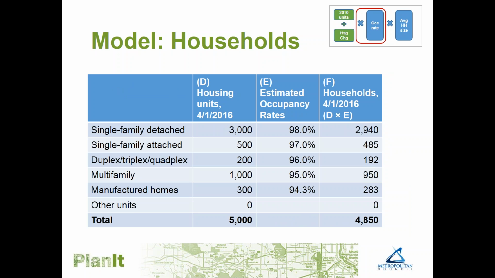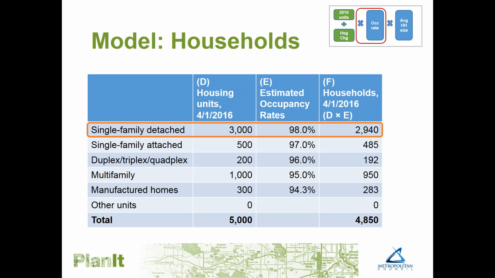Then to calculate the number of households, we apply those estimated occupancy rates to the number of housing units we estimated before, and the result is the number of households. So let's say that the ACS data, adjusted as I just described, provide an estimated occupancy rate of 98% for single-family detached units in this community. If we multiply those 3,000 units by that occupancy rate, we get 2,940 estimated households in single-family detached units. Repeating for the other housing types and then adding up the results yields 4,850 total households in the community.